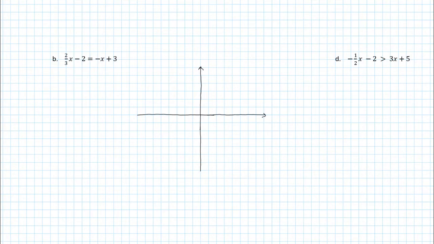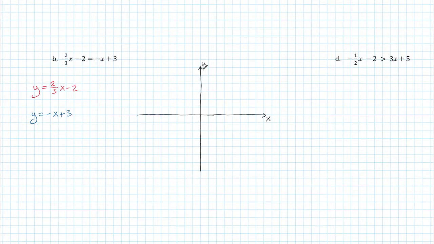I'll start with that. I can add or subtract to it here in a little bit like I did with the last one if I need to. I'm going to set my first equation as y equals the left side, 2/3 x minus 2. And the right side of the original equation is negative x plus 3. I'm going to do that one in blue. Y equals negative x plus 3.